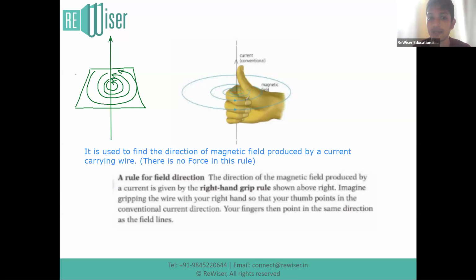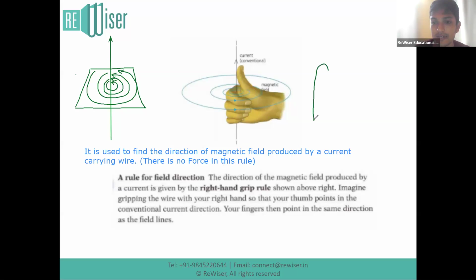Next, the next part is the right hand thumb rule or the grip rule being applied to a solenoid. So what is a solenoid? A solenoid is just a current carrying wire which is in the shape of a coil. That's the only difference.